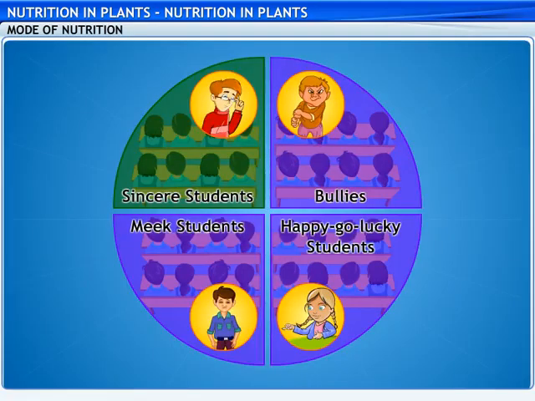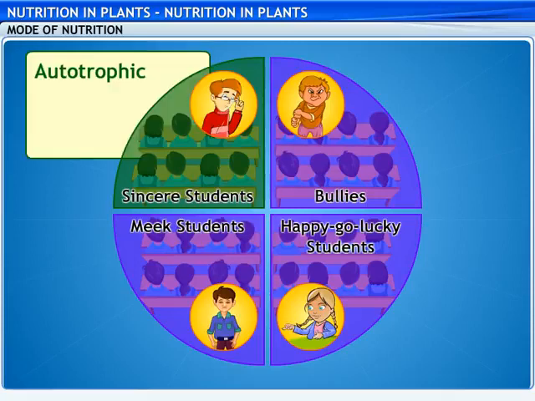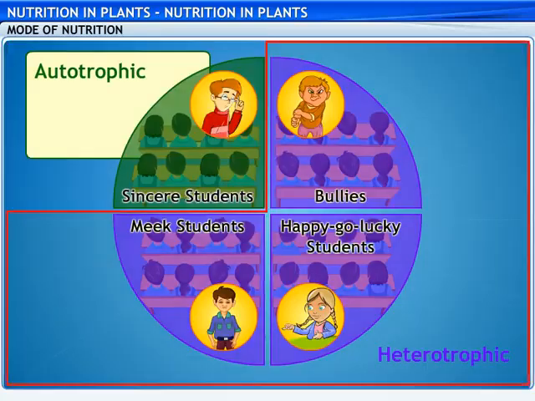The mode of nutrition can be similarly divided into 4 distinct modes. Broadly speaking, plants can be divided into autotrophs, similar to the kids who did their own homework. These plants make their own food. And heterotrophs, similar to the other 3 groups. These plants depend on others to provide them with nourishment.